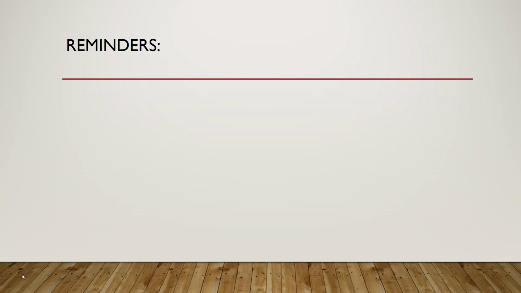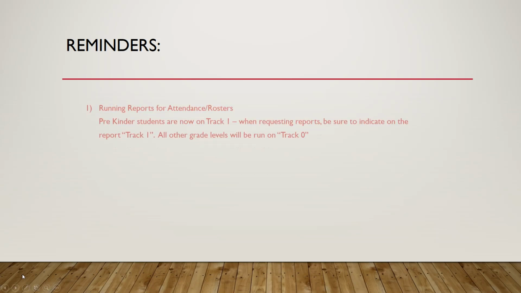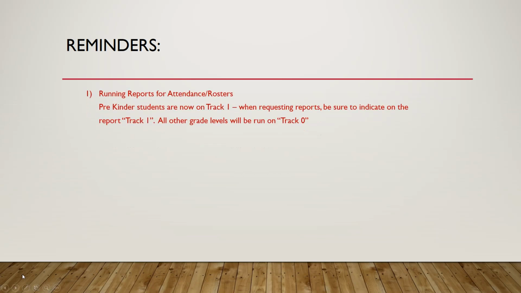Now I'll review some reminders for pre-K. Running reports for attendance or rosters: pre-K students are now on Track 1. When requesting reports, be sure to indicate on the report Track 1. All other grade levels will be run on Track 0. All pre-kinder students must have an eligibility code 2, eligible for half-day, and an enrollment code of 1.